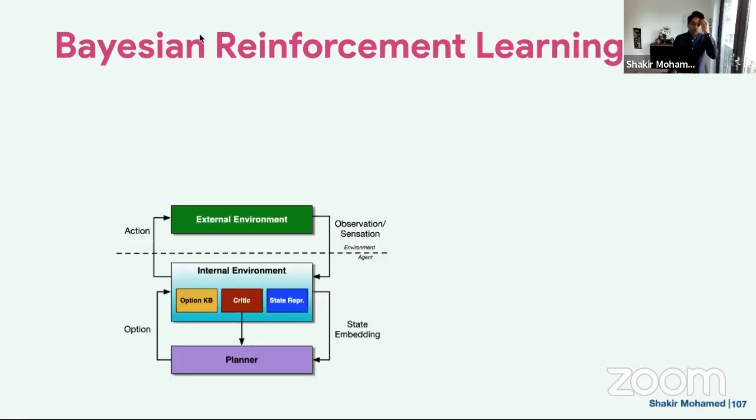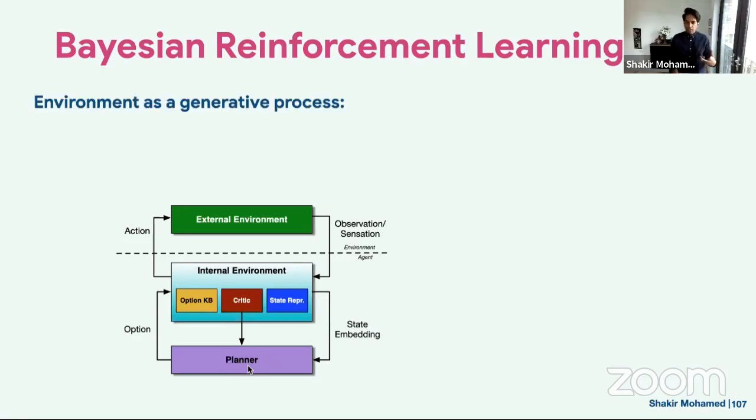So Bayesian reinforcement learning looks at the environment in this way. You have the external environment, which you can measure or sense in some way, and you can take actions. Internally, you may have different components. If you're doing hierarchical reinforcement learning, you'll have some options. You may have a critic if you are doing policy gradient methods. You will have a state representation if you're doing POMDPs, and you will have a planner, whether that's Q-learning or a model-based planning system.